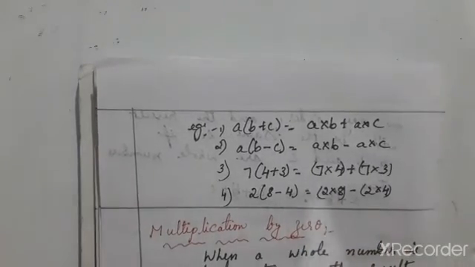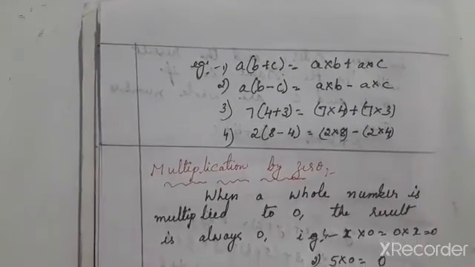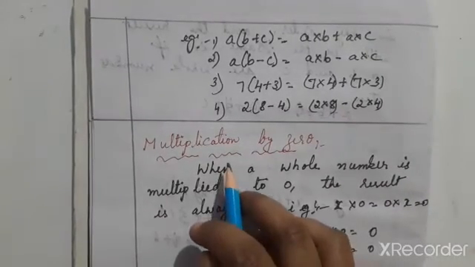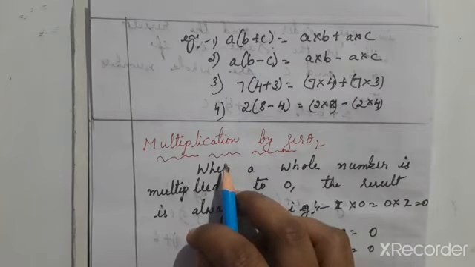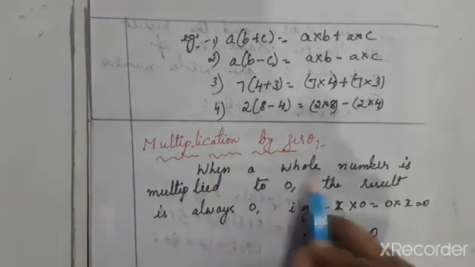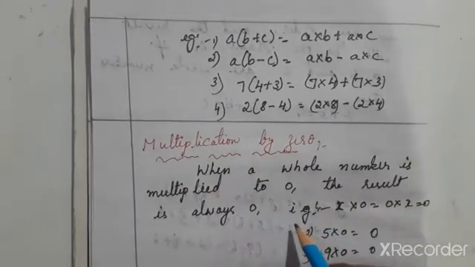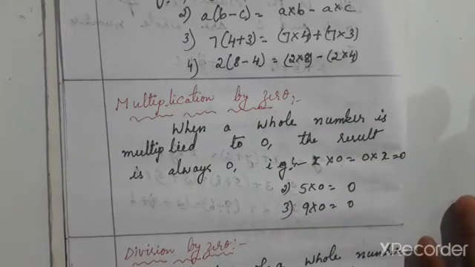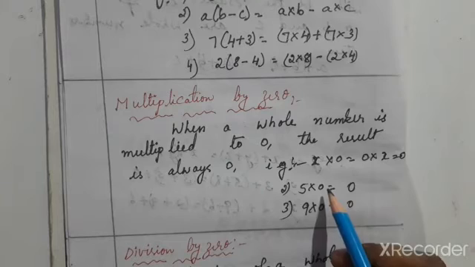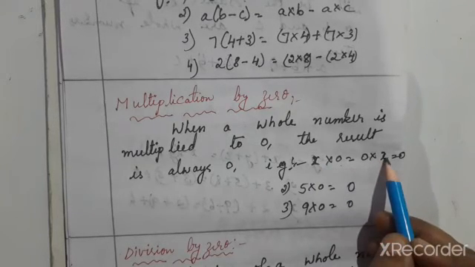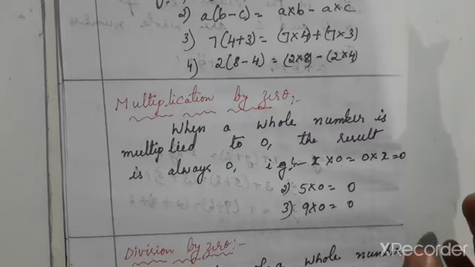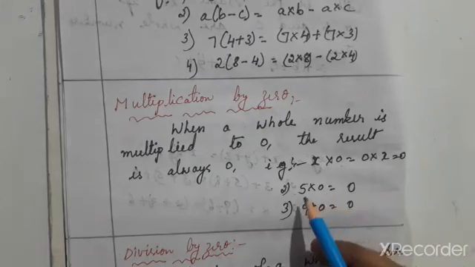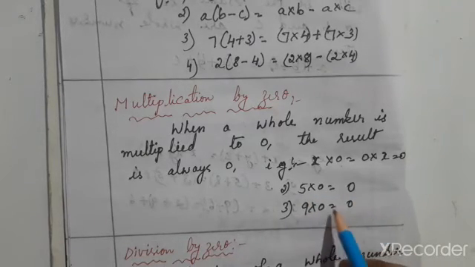Next is multiplication by 0. When a whole number is multiplied by 0, the result is always 0. We know that if any number is multiplied with 0, the answer is always 0. For example, x into 0 or 0 into x is one and the same, 0 only. If any number is multiplied with 0, it is 0. 1 crore into 0 means 0 only. 1 billion or 1 million into 0 means 0 only. 5 into 0 is 0. 9 into 0 is 0.